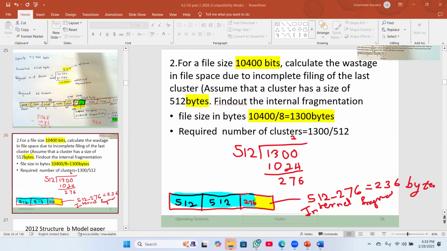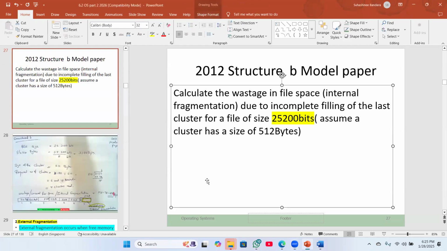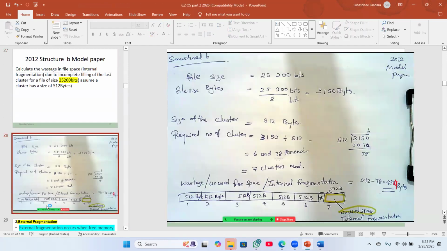Okay, shall we do the next one? 2012 structured Part B model paper. Calculate the wastage in file space, the internal fragmentation due to incomplete filling of the last cluster for the file size 25,200 bits. Assume that the cluster size is 512 bytes. Since that also consists of bits, we have to come to one particular format. That means I will take it into bytes.